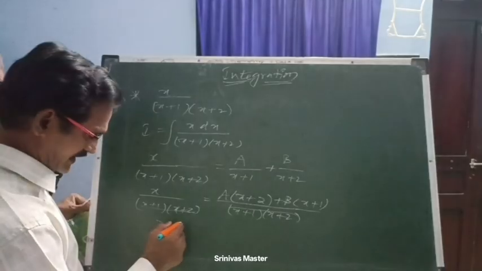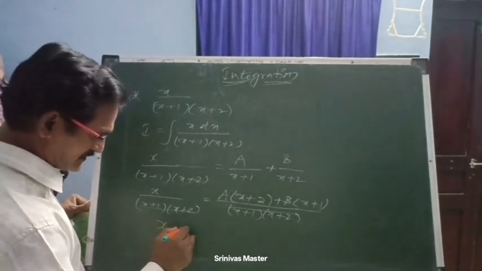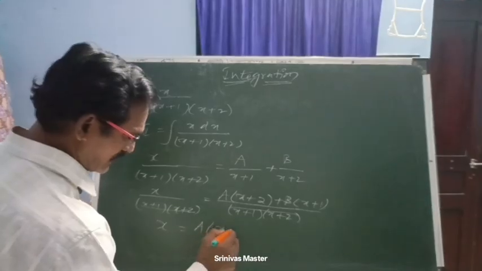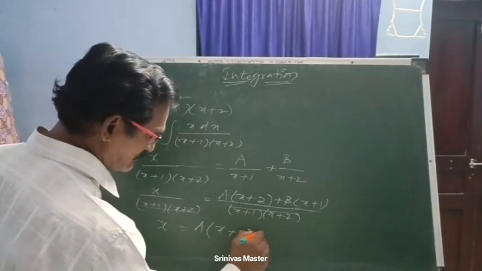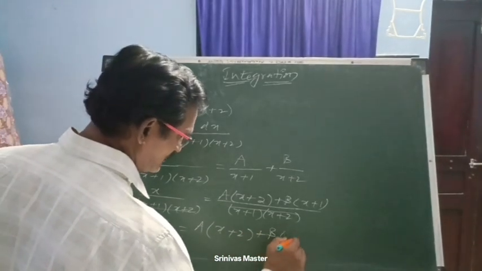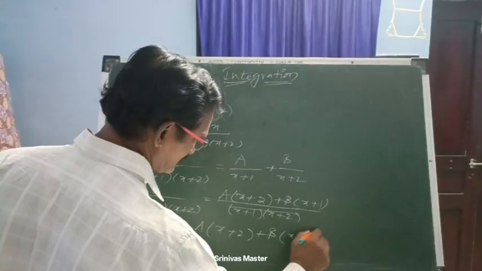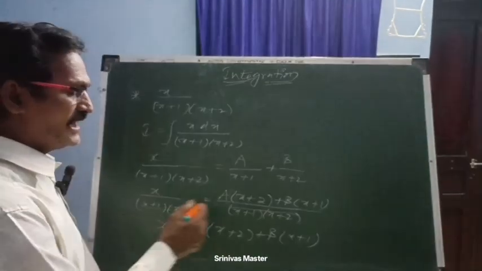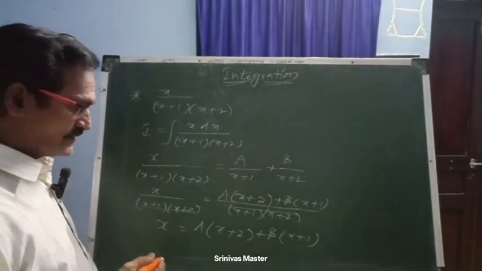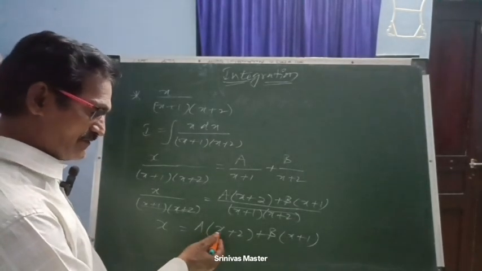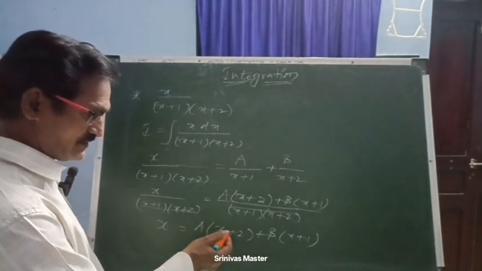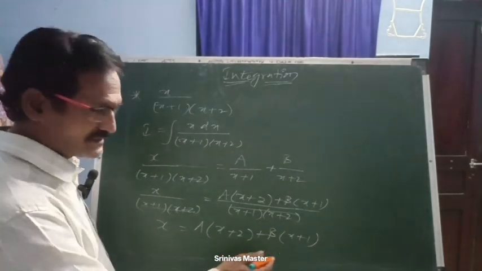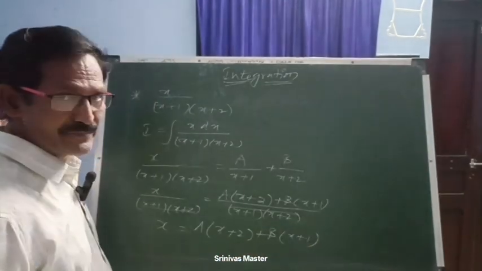In the left side x is there, x is equal to, in the right side what are there? A into x plus 2 plus b into x plus 1, right? Now we should find out the values of a and b. Okay now, you can multiply generally a with x plus 2, a into x, ax plus a into 2, 2a, b into x, bx plus b into 1 is b.